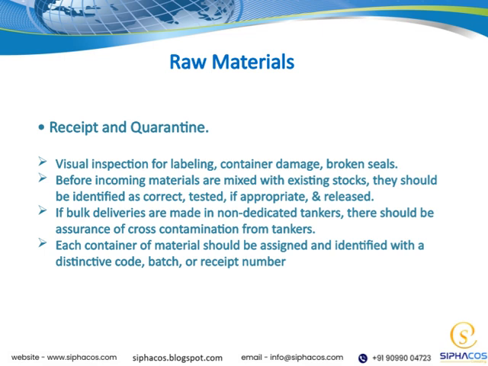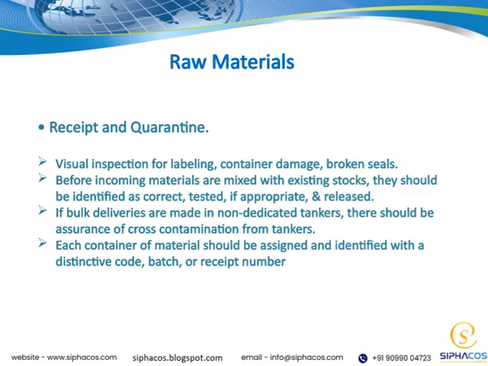Before we mix incoming materials with our existing stock, we need to make sure they're correctly identified and, if necessary, tested and released. This step is vital to maintain quality and safety standards. If bulk deliveries come in non-dedicated tankers, we must also verify there's no risk of cross-contamination from previous loads. It's about being diligent and cautious to protect the integrity of our raw materials.